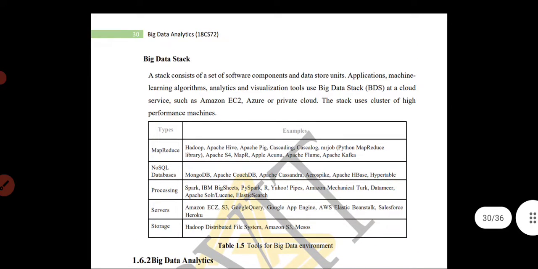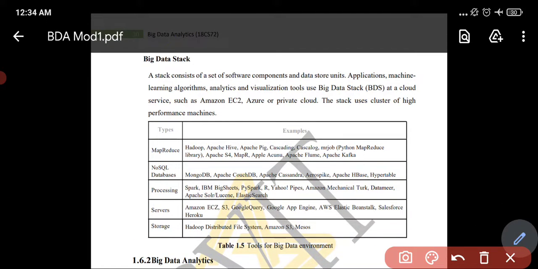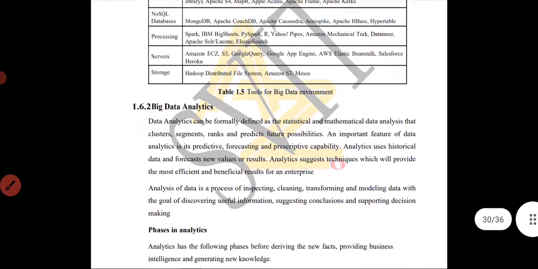And the next one we have is the big data stack. Here it explains the big data stack. The stack goes like this: storage, services, processing, NoSQL, and then MapReduce. These are all the tools for the big data environment. For storage, the tool used is the Hadoop distributed file system. For services, we use Amazon S3 or EC2. For processing, we use Spark, IBM, and for NoSQL, MongoDB, Apache Cassandra. And for MapReduce, Apache Hive, Apache Pig, Cascading, etc. These are all the tools for big data.